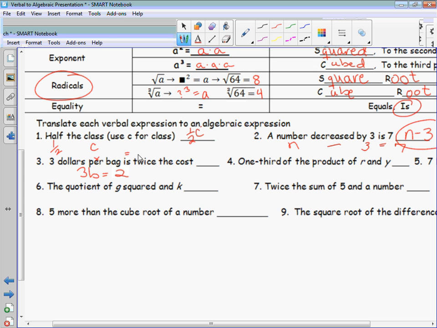Now if it's twice, you got to multiply 2 times something. Twice the cost. Do we know what the cost is? No, so let's put a C for cost. That's what it should be. That's pretty daggone close. That was a good job.